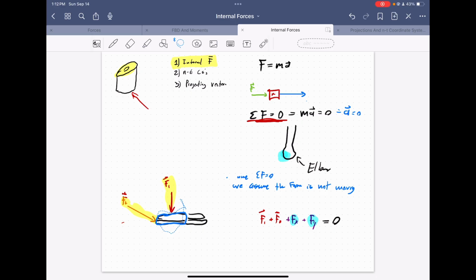So if we just look at this area, same thing. These forces are going to want to move it there, meaning there has to be some sort of force to stop it. And that force is an internal force.